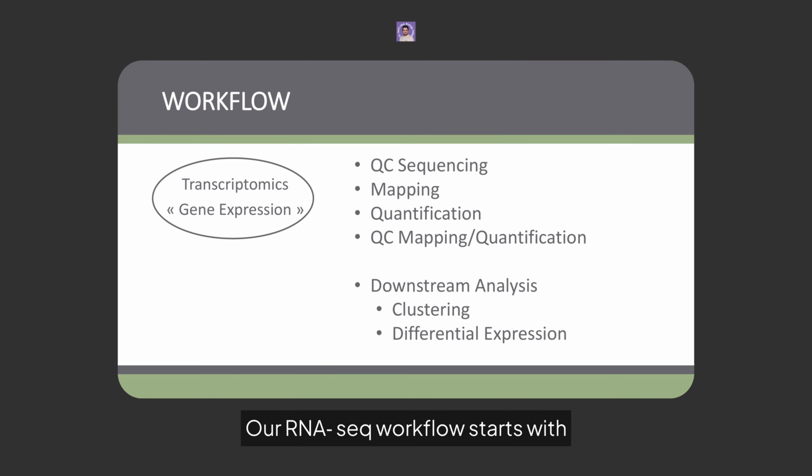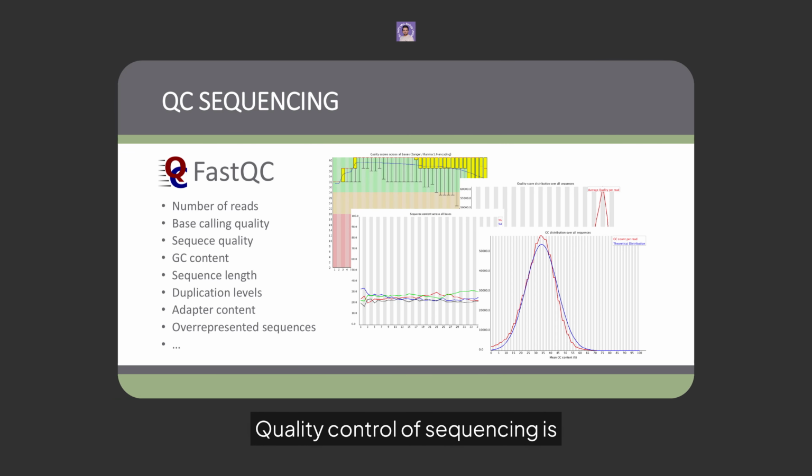Our RNA-seq workflow starts with transcriptomics for gene expression. We perform sequencing quality control, read mapping, and quantification, followed by QC of these steps. Then we run downstream analyses such as clustering and differential expression. Quality control of sequencing is performed with tools like FastQC. We examine read counts, base calling quality, GC content, read length, duplication, adapter contamination, and overrepresented sequences to ensure data are suitable for analysis.